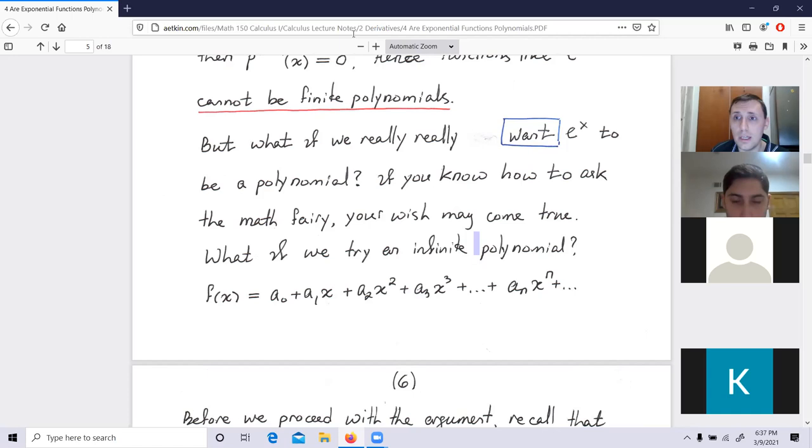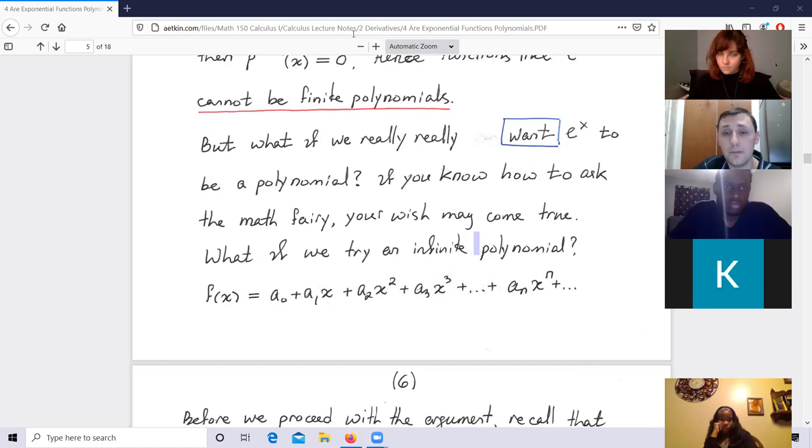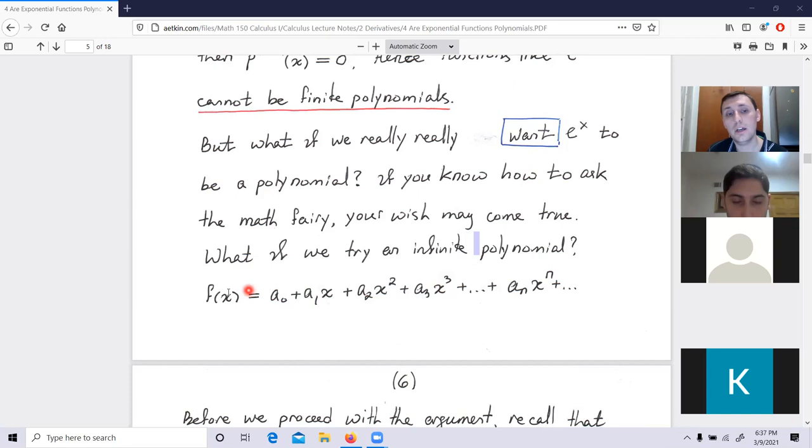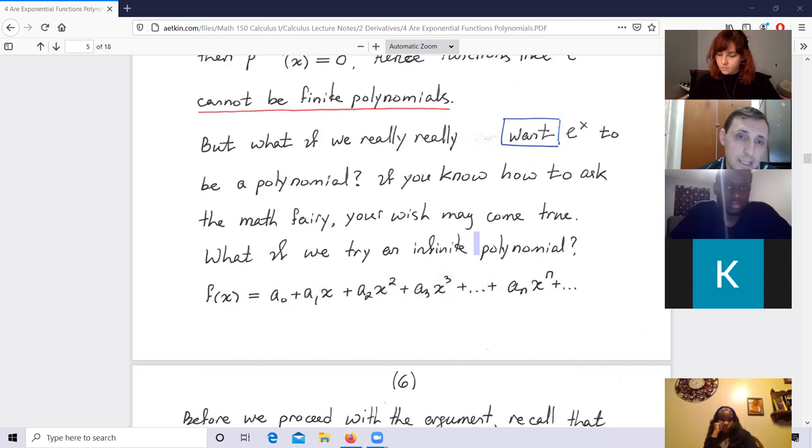In Calc 2, you would call such a thing a power series, but power series belies the fact that it's just a polynomial. It's a bad name, I think. It's an infinite polynomial. That's what's so special about it. Okay, so this is an infinite polynomial, and I imagine that this function equals it. Now, if I can be successful, then I want to know what are the coefficients. If this is true, then what are the coefficients? What is A0, what is A1, what is A2, what is A3, and so forth. What are those coefficients?